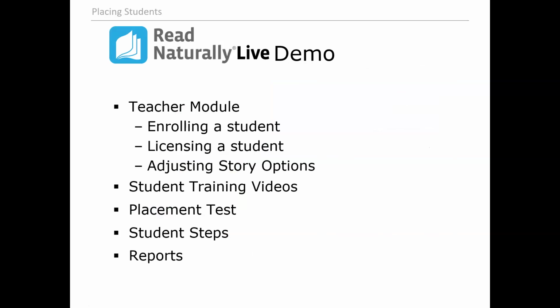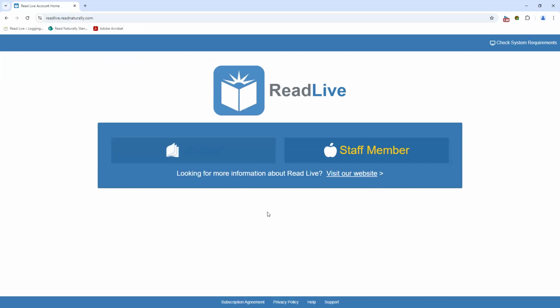So now I'm going to switch out of the PowerPoint and move into the Read Naturally Live demonstration, where I'll go into the program to show you these things I've been talking about. And we'll look at enrolling a student, licensing a student, because they need to be in Read Live, but they also need to be in a program or 2 or 3 or 4 programs. And then adjusting story options. I already talked about the training videos, but I can show you a different way to get to those. The placement test, how the students work through the steps, and where you can find the reports. So now I'll just switch my screen and head over to the login screen for Read Live.